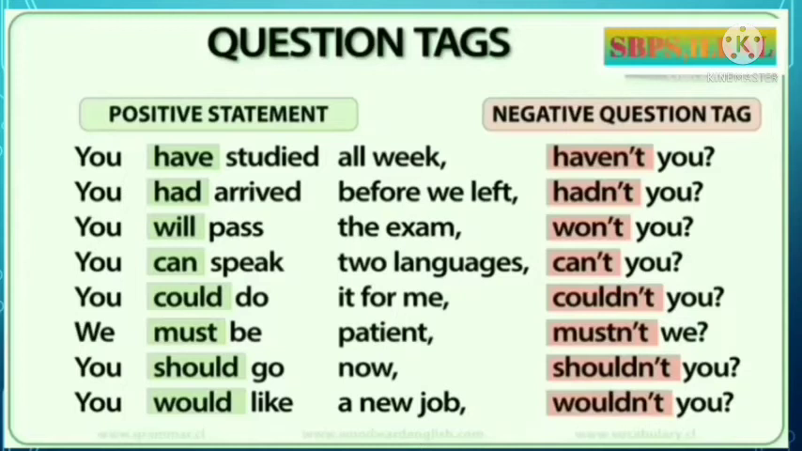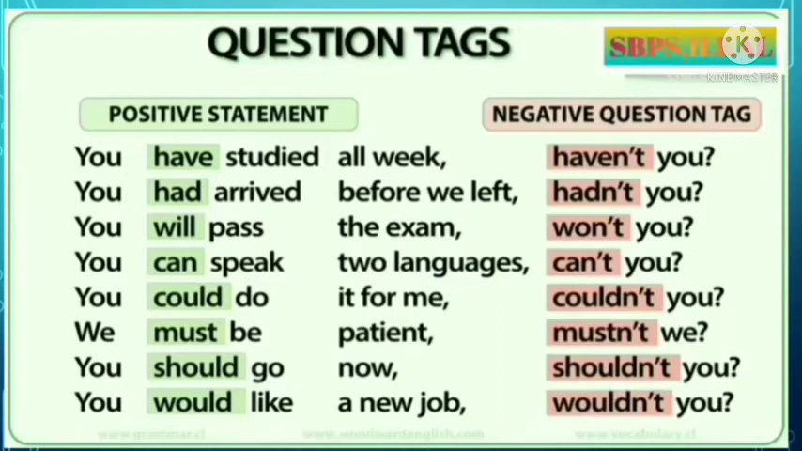So this sentence has two verbs: have studied. Actually, the statement is present perfect tense. Have and studied are verbs. So which is the first verb here? Have is the first verb. So we must use have and let us frame that question tag. The statement is positive, so we must tag the negative question tag: haven't you? So the same rule we must apply for all the sentences.